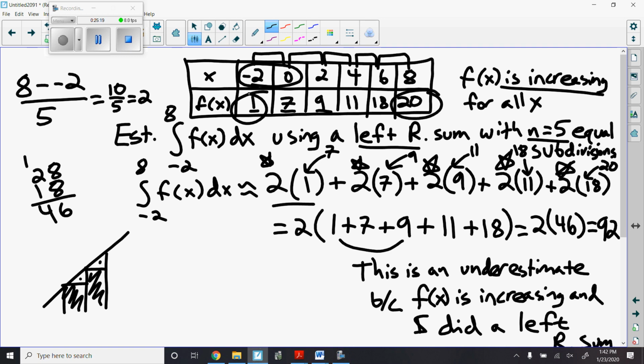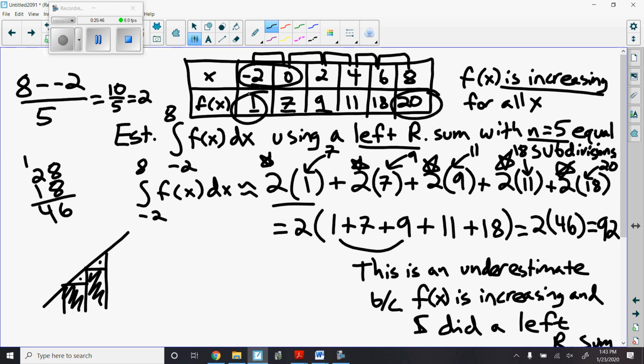Okay? And obviously, I'm going to get a bigger number than 92 because every single number that I multiplied by got bigger. You can calculate it out on your own if you want, but I know it's going to make a number bigger than 92, and then my answer would be an overestimate because f of x is increasing and I did a right Riemann sum.